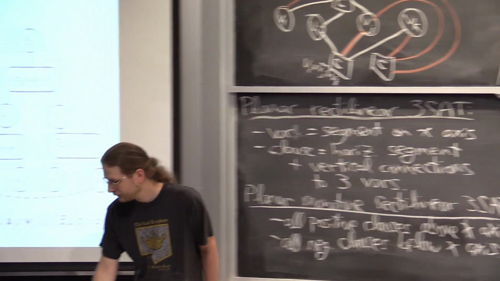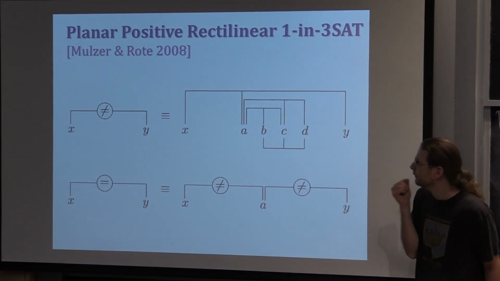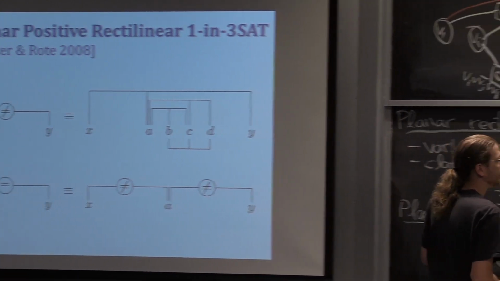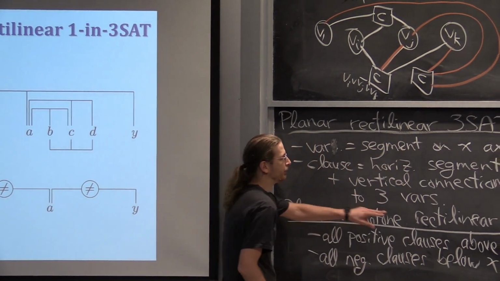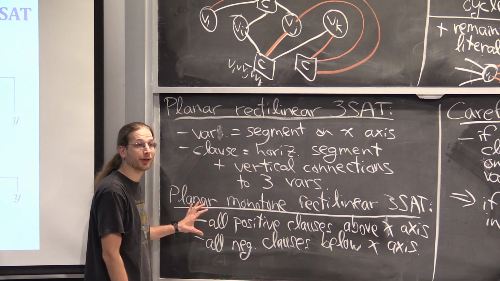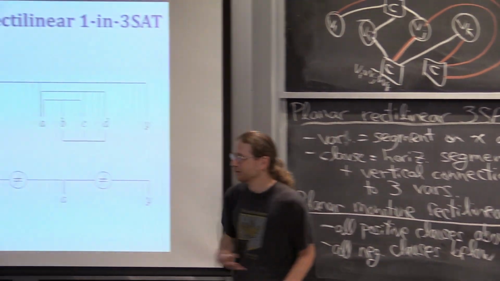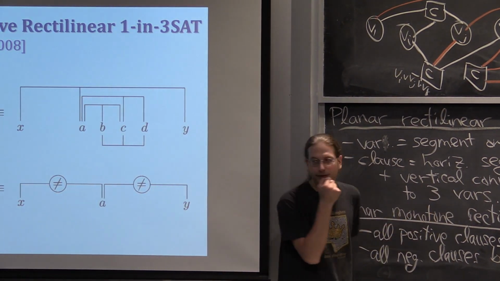This is also hard by a slightly more complicated proof, a more recent proof also. Surprisingly, planar monotone rectilinear 3 SAT, or just planar monotone 3 SAT, is also very recent, I think 2010. So a lot of these just fell recently, but are a natural culmination of all these simplifications.